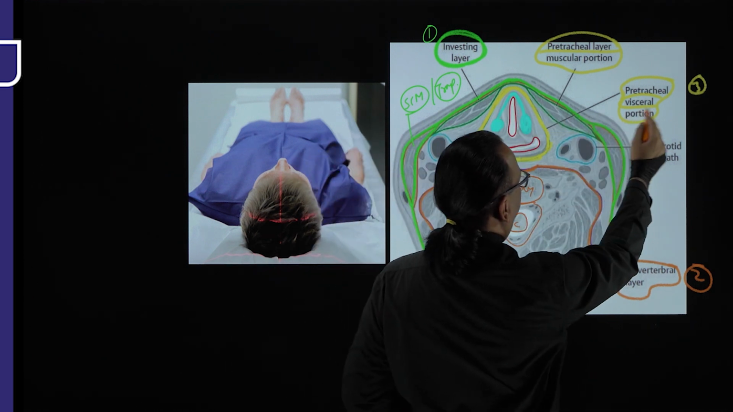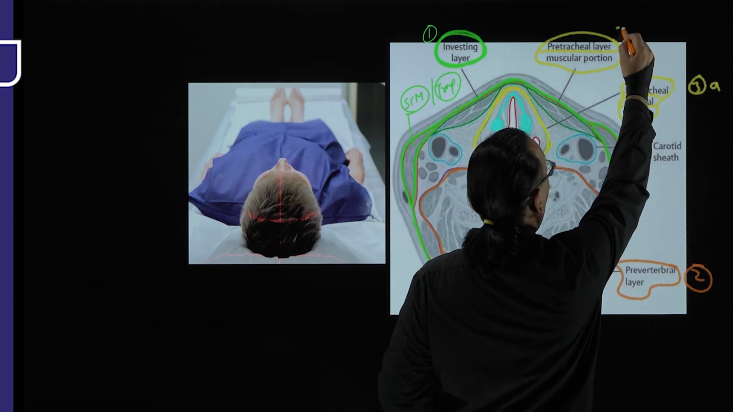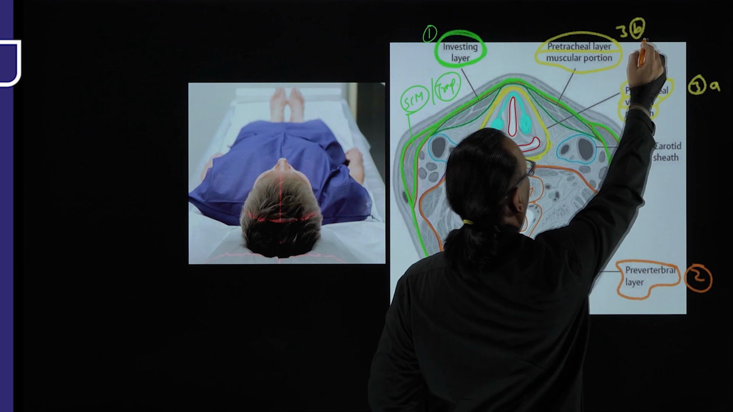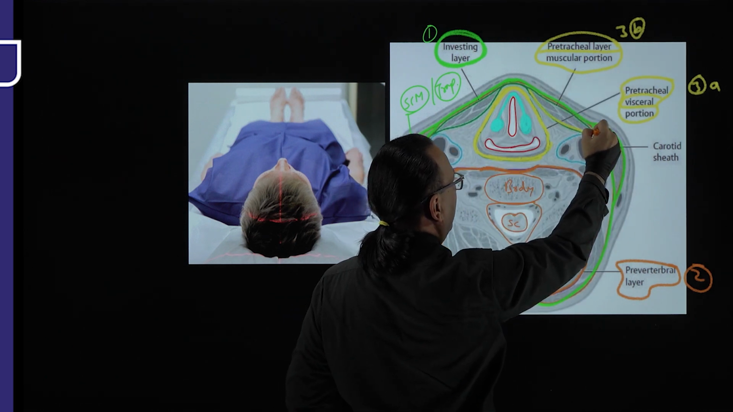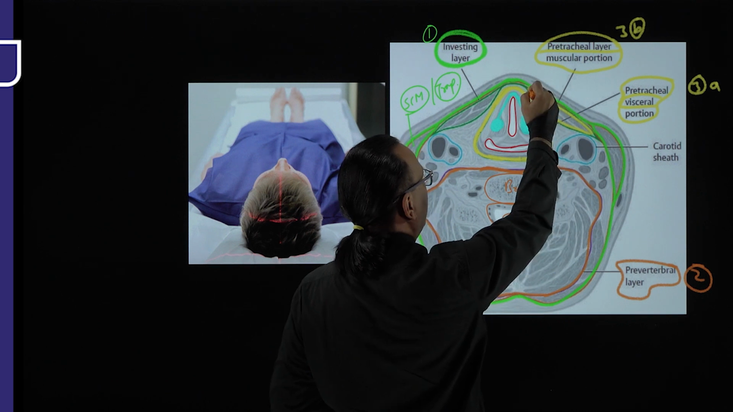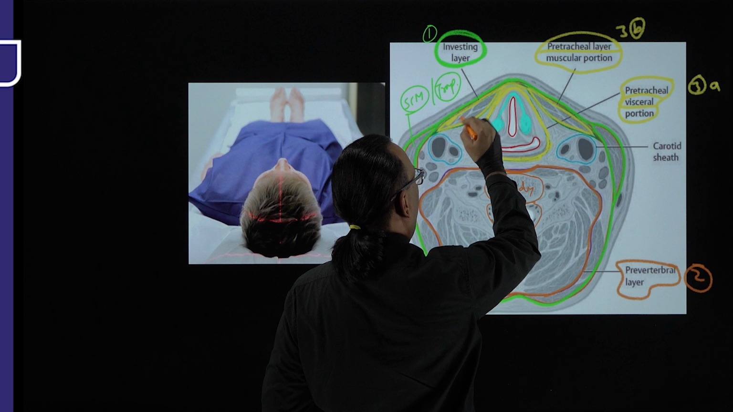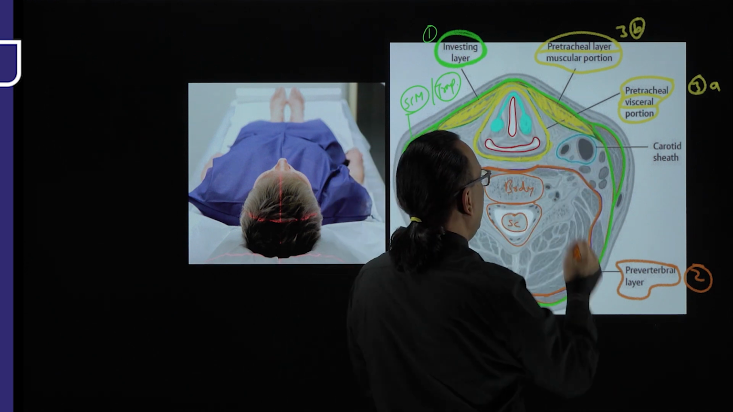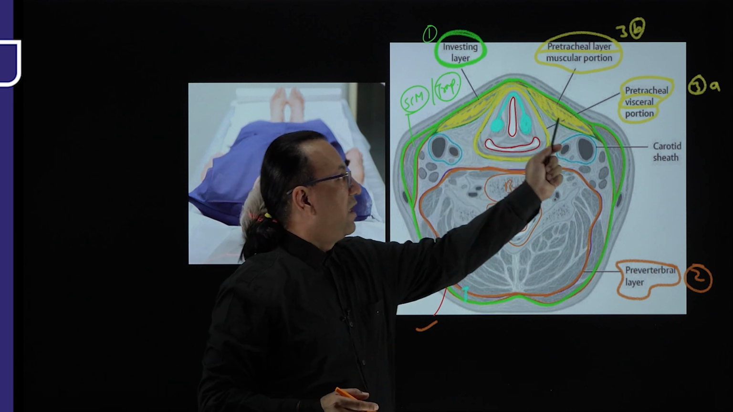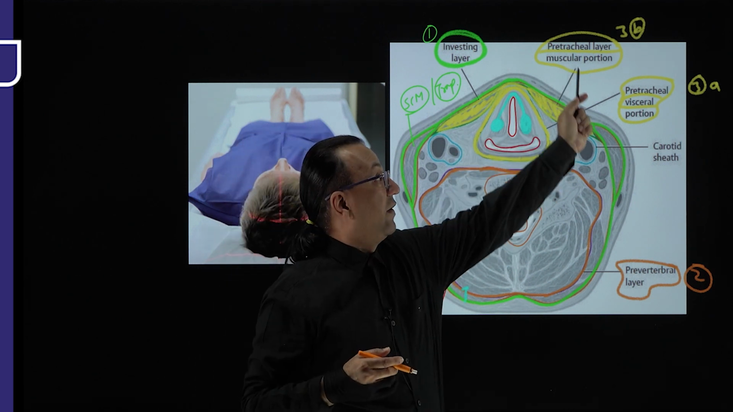And then pretracheal fascia has one more component. You can say this is 3A and this is 3B. The pretracheal fascia, the muscular layer, which you can see is splitting and enclosing the anterior neck muscles. And these anterior neck muscles could be the strap muscles like sternohyoid or the other muscle we have talked about, the omohyoid. So sternohyoid and omohyoid will be covered by the muscular layer of pretracheal fascia.